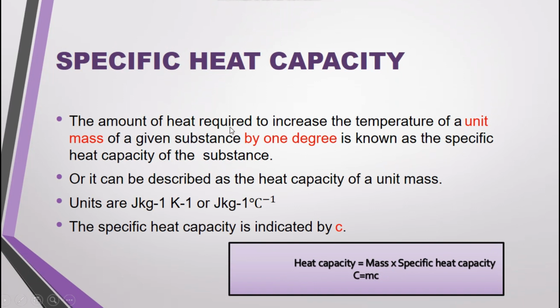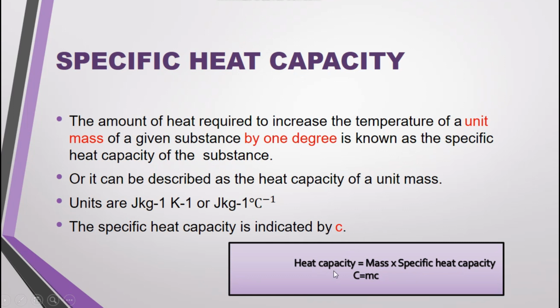The amount of heat required to increase the temperature of a unit mass of a given substance by 1 degree is known as the specific heat capacity of the substance. The units of specific heat capacity are joules per kilogram per Kelvin or joules per kilogram per degree Celsius. The specific heat capacity is indicated by the symbol simple c.